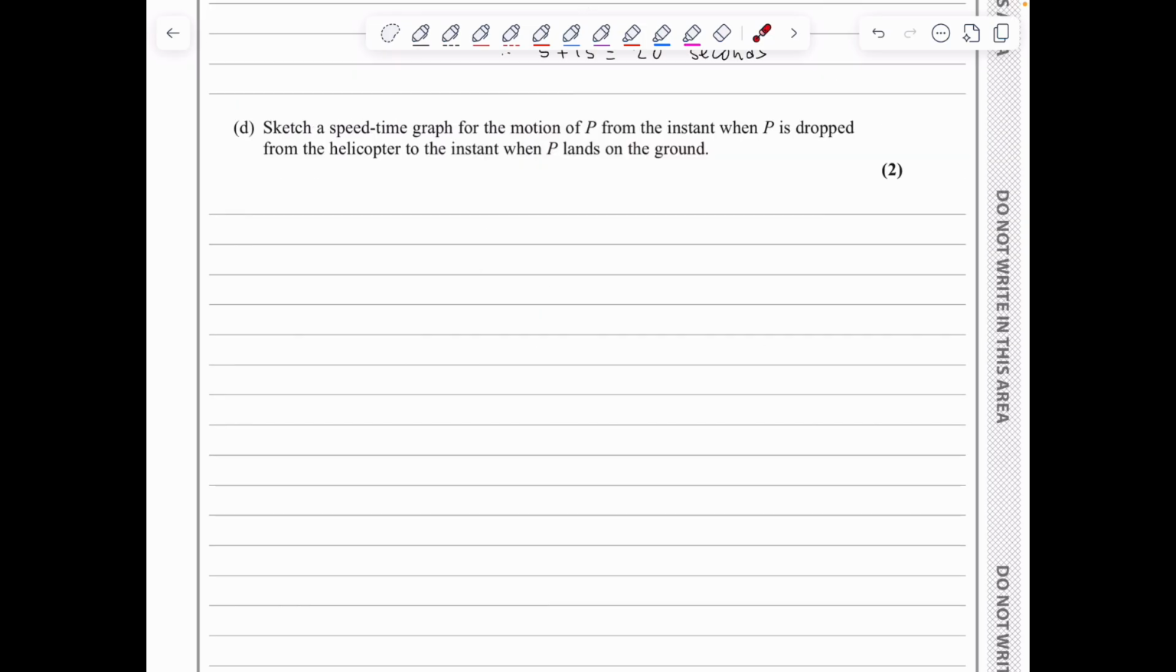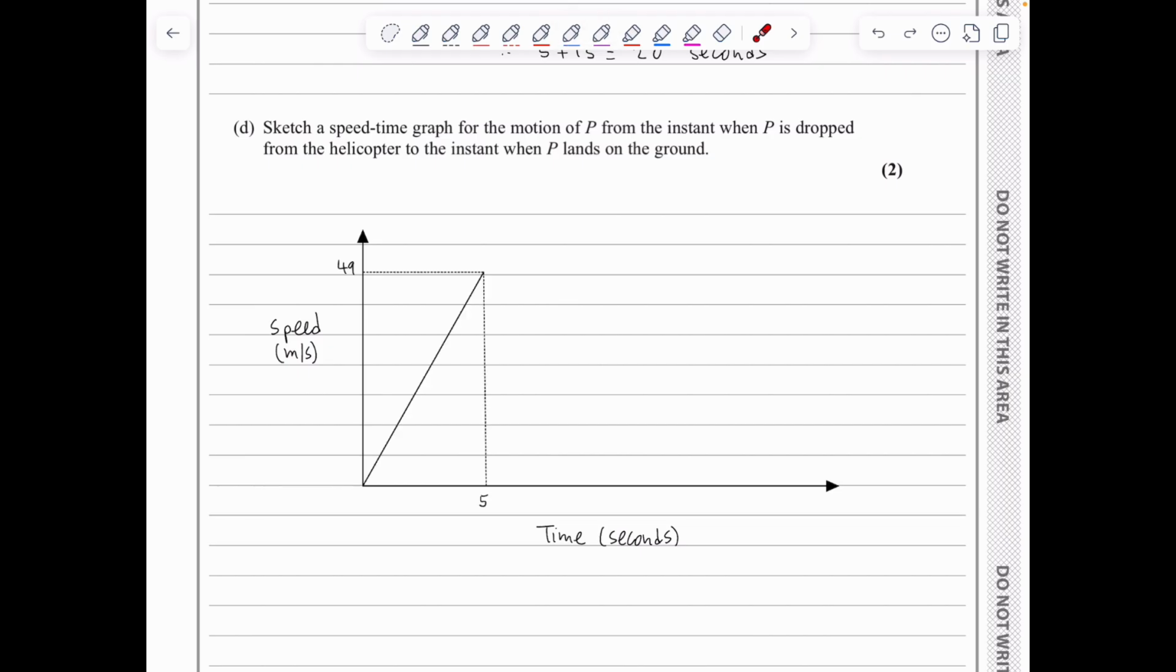In part D, we need to sketch a speed-time graph for the motion of P from the instant when P is dropped from the helicopter to the instant when P lands on the ground. So this is the speed-time graph. We know that we set off with an initial speed of 0, attaining a speed of 49 meters per second after 5 seconds, and then we're experiencing constant deceleration of 3, so a straight line going downhill, something like that, attaining a final speed of 4 meters per second after 20 seconds, which is the moment when P lands on the ground.